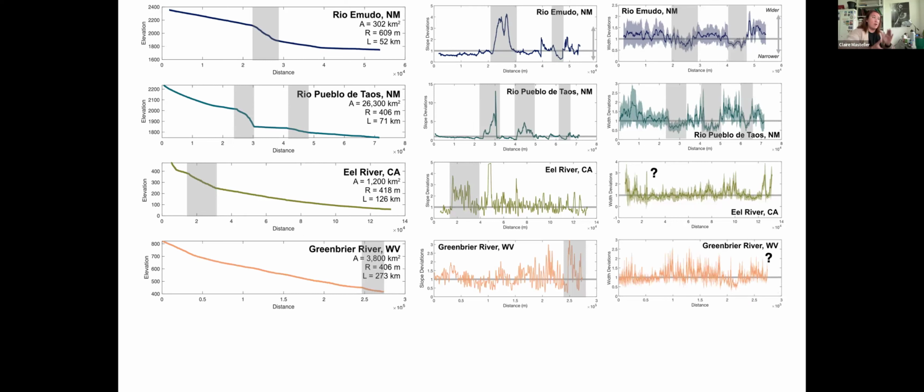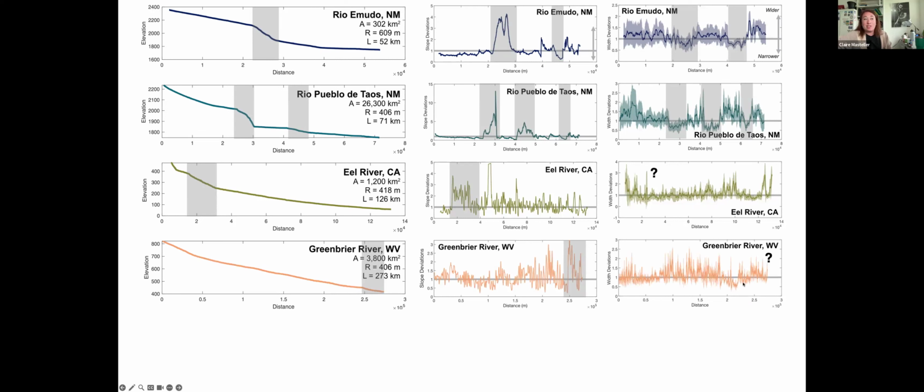In our Greenbrier River that's more concave, we do see that right at the outlet, we get this jump, or this increase in slope. But strangely here, it looks like the channel might be getting wider where the slope increases rather than narrower. Again, really hard to constrain just by looking at these long profiles.